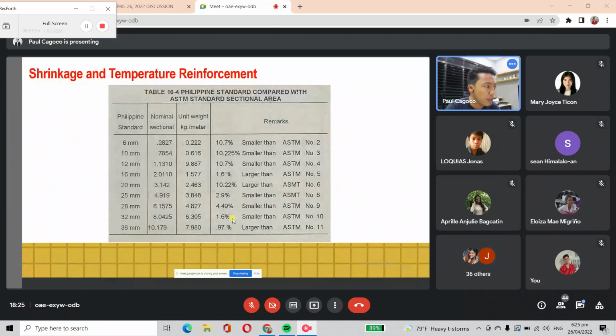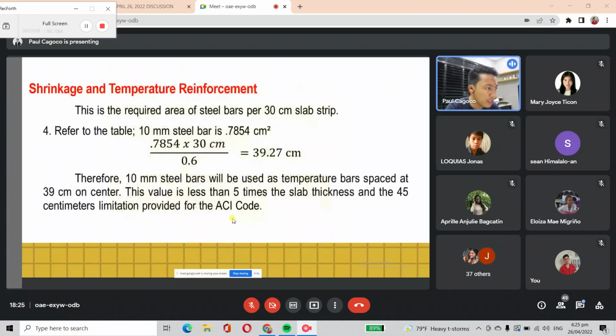So refer to the table. So sa table, naa tay table diri. So nominal sectional area, pila may nominal sectional area sa 10 mm, that is 0.7854.